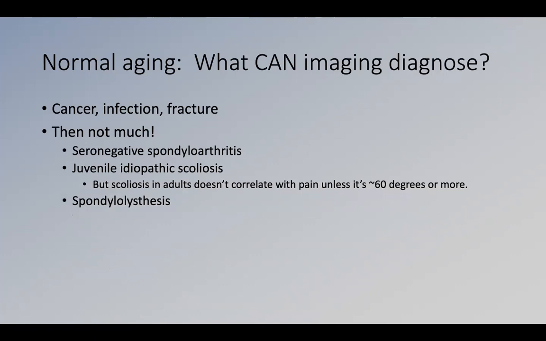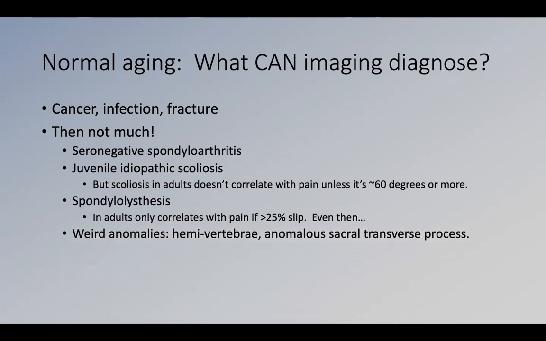Spondylolisthesis. We talked about this in our sports lectures. In adults, it only correlates with pain if there's a slip of greater than 25%, a grade 2 or greater. But even then, if you see that on an x-ray, you better examine the person to see if it's a facet joint or a herniated disc or something else. Just because you see a spondylolisthesis does not make you stop examining the patient.